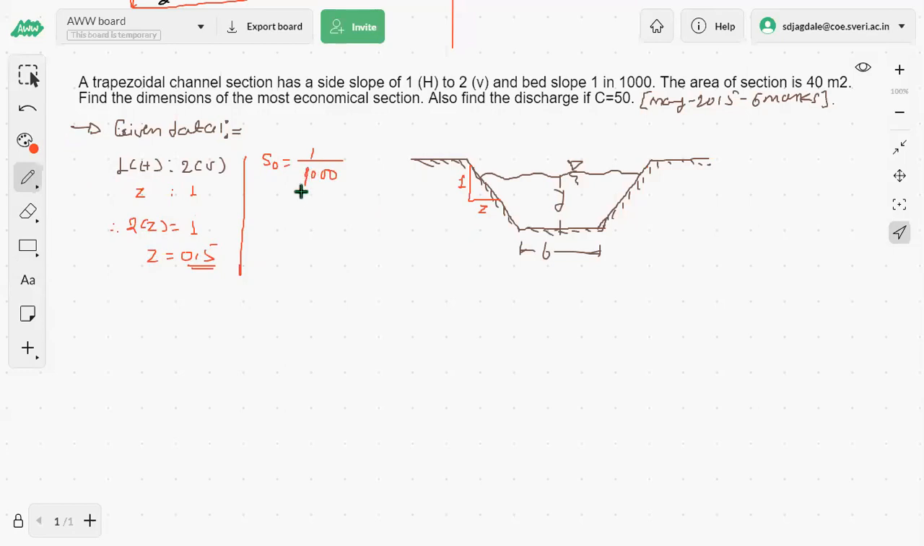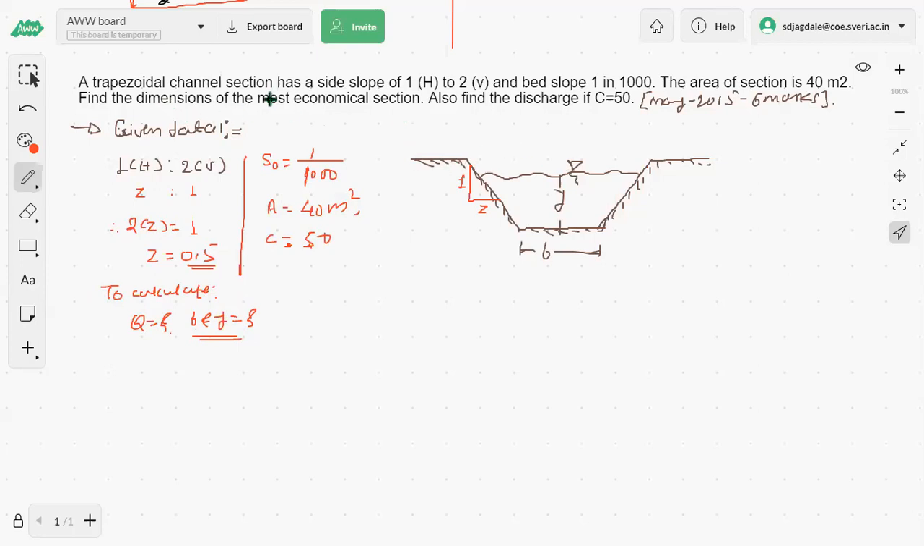Okay. Then the wetted area A is 40 square meters and the Chezy constant C is 50. Those things are given to us, and they are asked to calculate the discharge Q. This is one of the parameters, and the dimensions of the most economical section, that is B and Y. B and Y equal to question mark. Those things are asked to calculate.